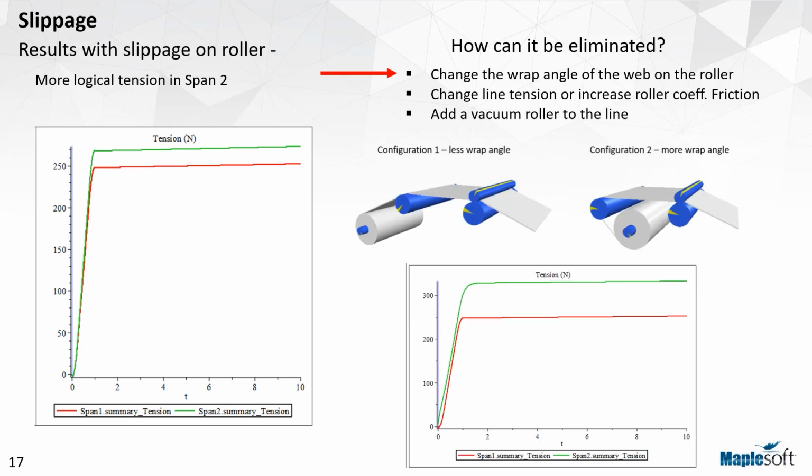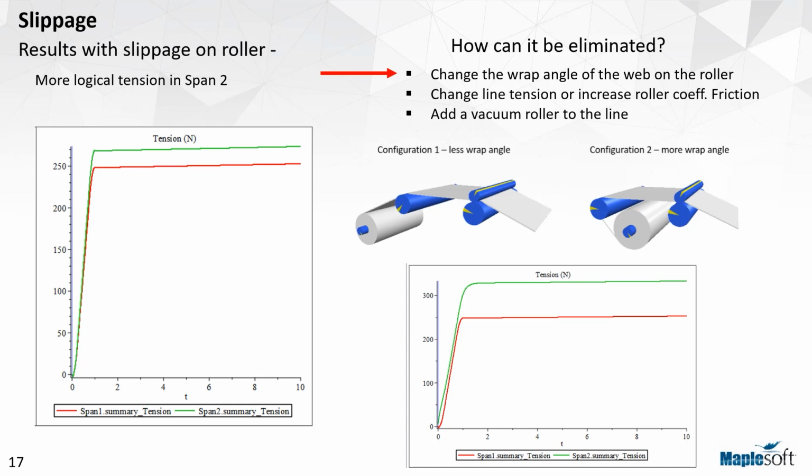So here are our two configurations. In configuration 1, we have a small wrap angle on roller 1. In configuration 2, we increase that wrap angle greatly and turn off the slippage for the roller, and we can see that our tensions are now in a much more logical spot. They are different than the 270 because we have adjusted that wrap angle, so we would get a different tension out of that calculation.